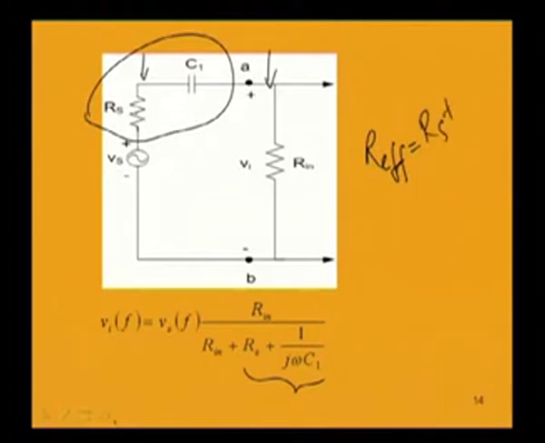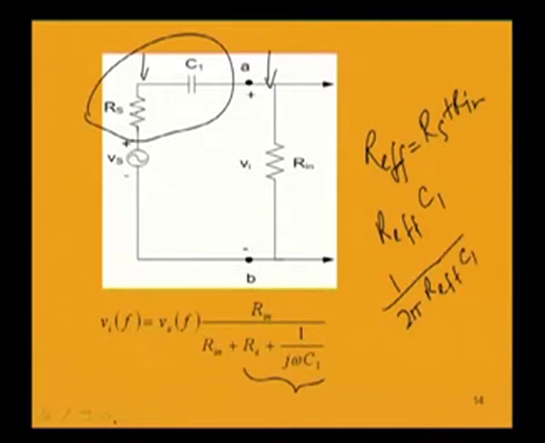So Rs plus Rin is the effective resistance looking from the capacitor C1, of course by making Vs 0 when you find out the effective resistance. R effective into C1 is actually the term that determines the time constant of this circuit having capacitance, and from that we can find out the frequency by 1 by 2 pi into R effective into C1. This is actually the lower cutoff frequency.